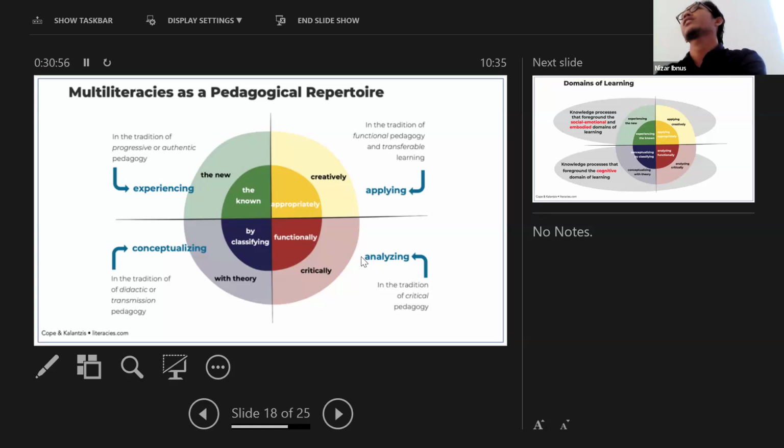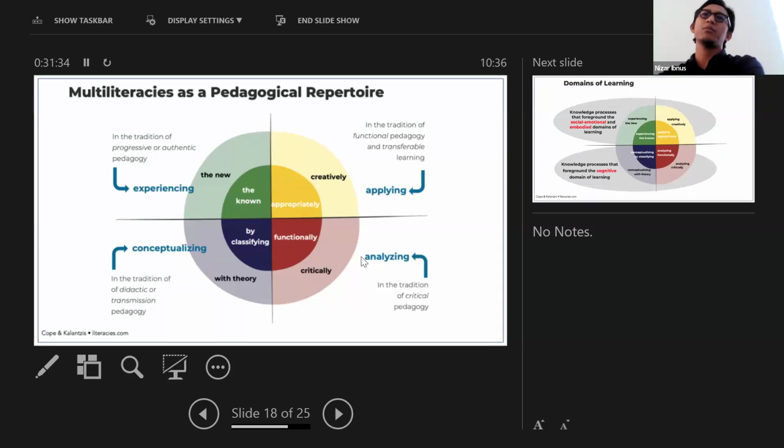If they want to learn about economic transfer or transaction, they have to visit a real market, a traditional market. This is what they believe in authentic pedagogy or progressivism. Immersion is their keyword. However, it's very different to conceptualizing. Conceptualizing with theory and conceptualizing by classifying is rooted from didactic transmission.